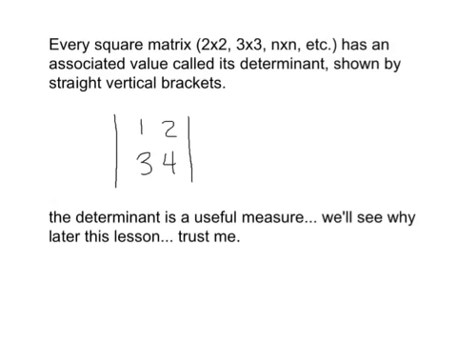First, every square matrix, a 2x2, a 3x3, and n by n, because rows and columns are equal, has an associated value called its determinant, shown by straight vertical brackets. The determinant is a useful measure, and we'll see why later this lesson. So if you have matrix A, which is in brackets, when we change those brackets to straight vertical bars, it's a determinant.